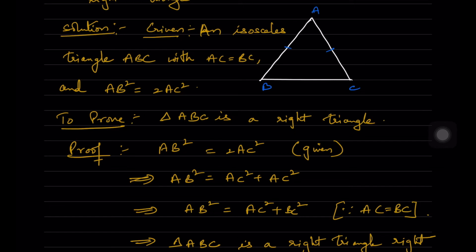Now the proof: AB square is equal to 2AC square is given to us. In place of 2AC square, you can write it as AC square plus AC square, isn't it?